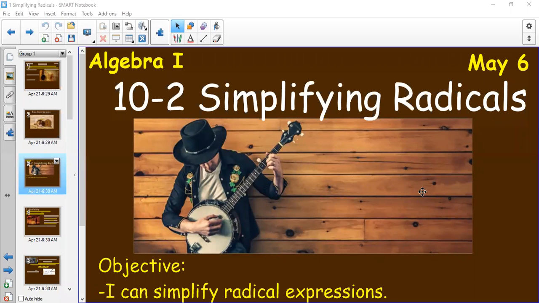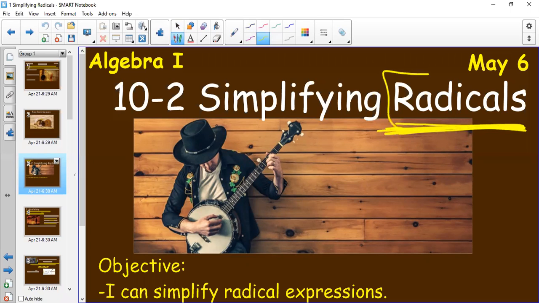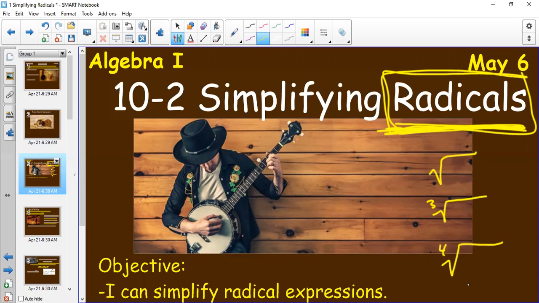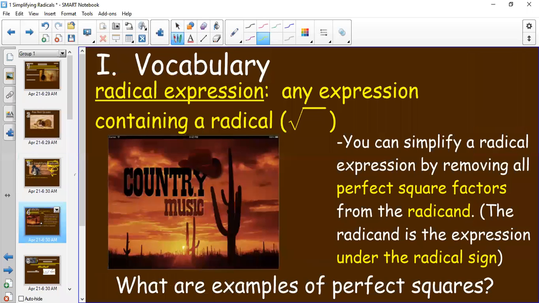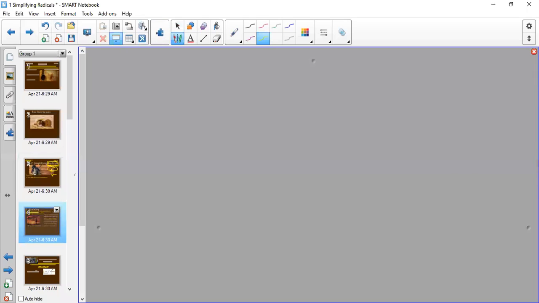We're going to start a brand new chapter, chapter 10, and chapter 10 is all about radicals. Okay, and we've talked about radicals before. We've talked about that there's square roots and cube roots and fourth roots and so on. But this chapter is only really about square roots. All right, so let's get started first with a little vocabulary.